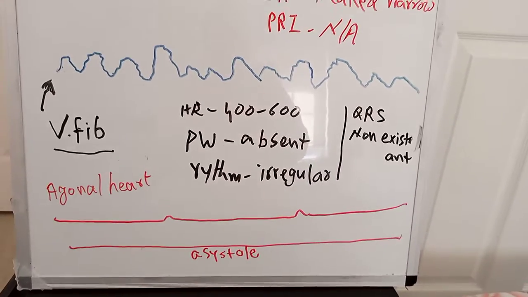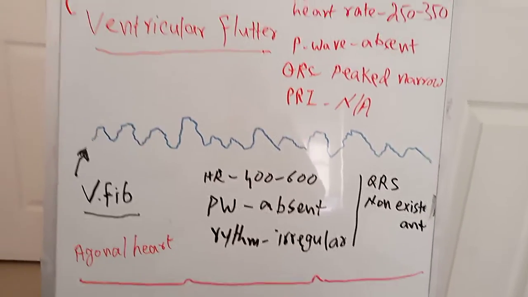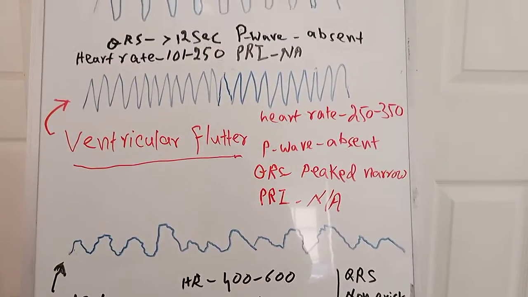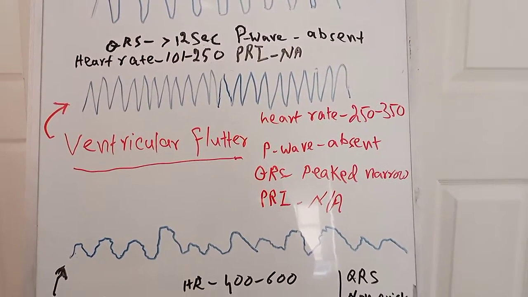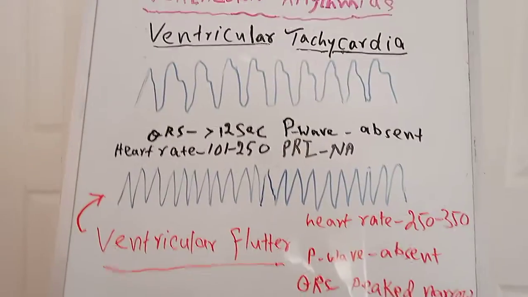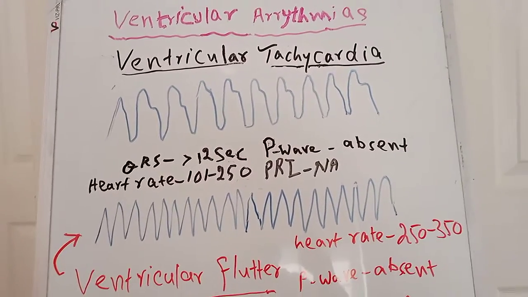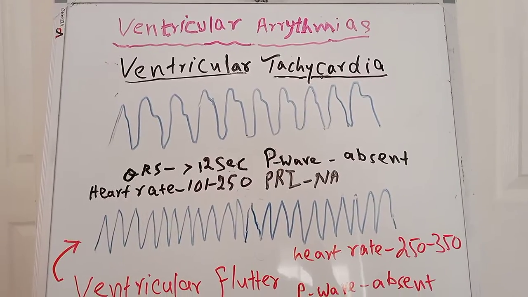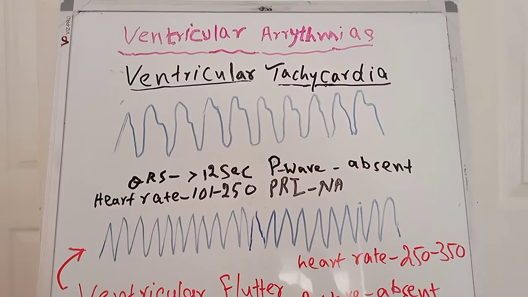So just remember a few characteristics of the different ECGs and their shapes, and this is all that is expected from a medical assistant and other paramedics. So this was a short discussion about ventricular arrhythmias: ventricular tachycardia, ventricular flutter, and ventricular fibrillation.